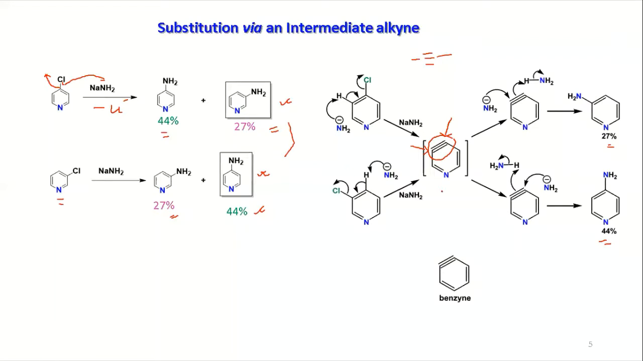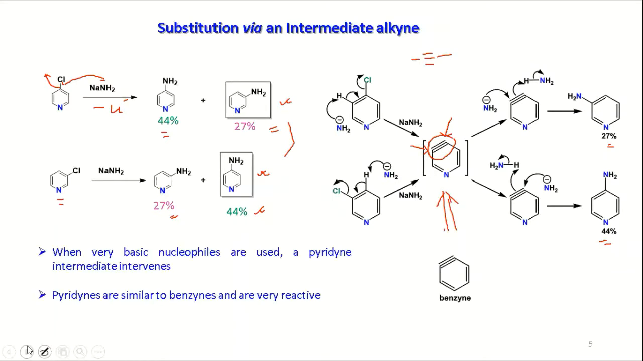Now this is quite similar to the benzyne that we know from our earlier knowledge. So it is not only for amide. What information you have to gain from here is that if you have a quite strong base, then this can happen. When very strong base nucleophiles are used, pyridyne intermediates are formed. Pyridynes are similar to benzynes, as you know, and they are very, very reactive, and the reaction goes on.